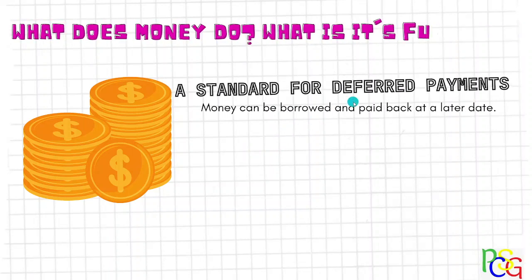It says that money can be borrowed and paid back at a later date, and this is for the function of being a standard for deferred payments. So you can borrow money today and you can pay it back at a later date.